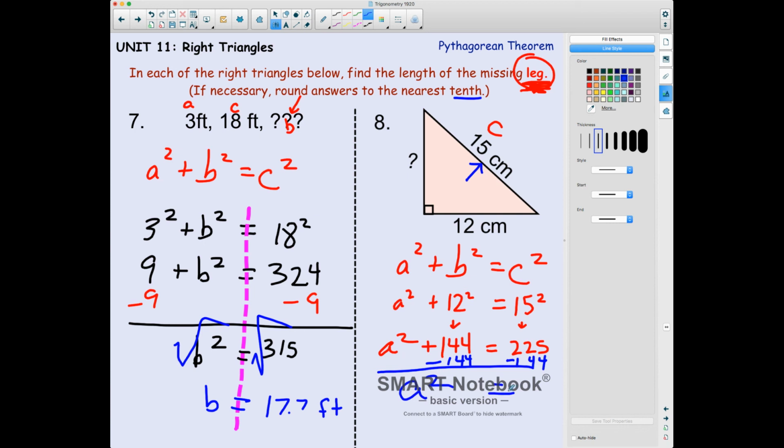yes, I'm doing a video. Hold on one second. That's Jonah. That's my son. So ready? 225 minus 144. Say hi, Jonah. Hi. Minus 144 equals 81.